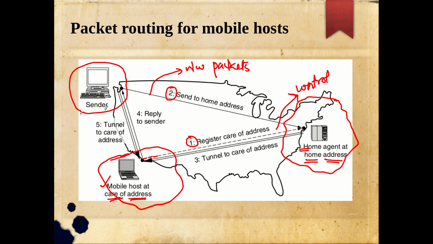So anyone, this sender, you can assume any device in the network who is trying to communicate with the mobile host, will not know the new location of the mobile host, because it keeps on changing, right. So at the network layer, the packets which are supposed to be given to this mobile host will be delivered to the home address. That means sending the network layer packets to the home address.